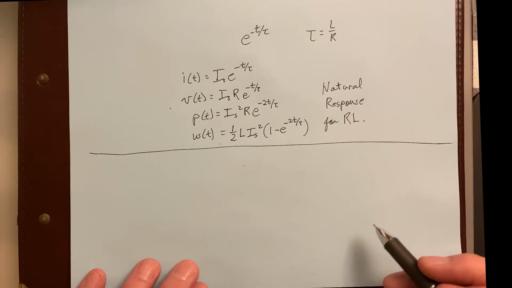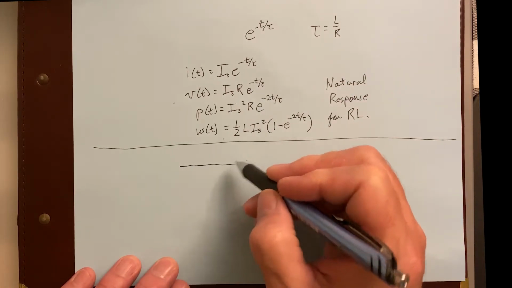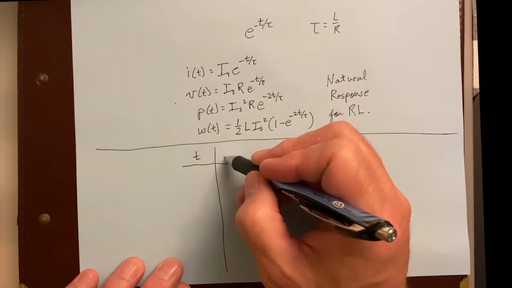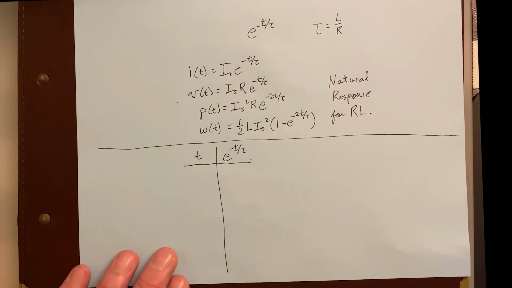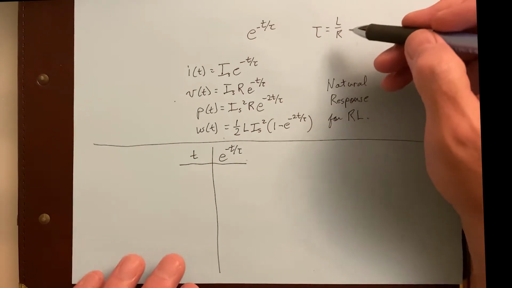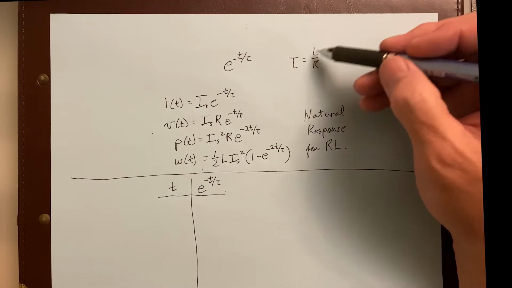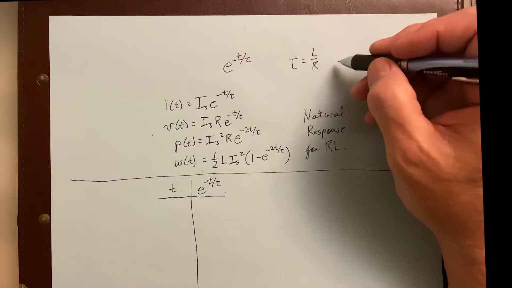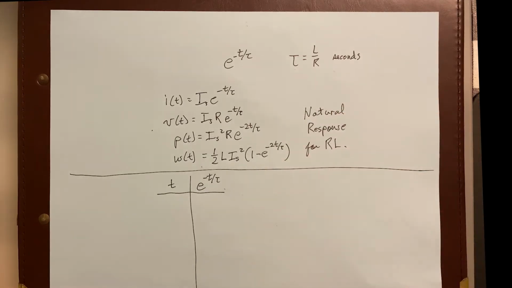Now, let me talk about this thing that keeps popping up, the e to the negative t over tau. If you create a chart of time versus e to the negative t over tau, here's what you find out. That tau is actually a unit of time. Remember, tau is L over R, but if you look at the units and you trace it back to its fundamental components, like you would in a physics class, here's what you discover. You discover that tau fundamentally has units of seconds. So it is a time.